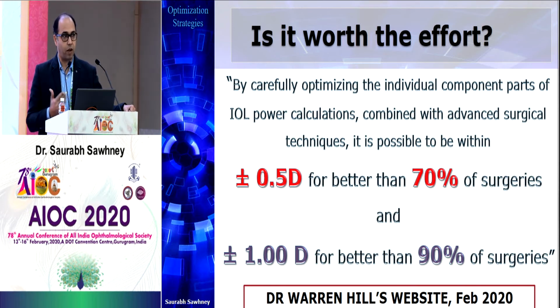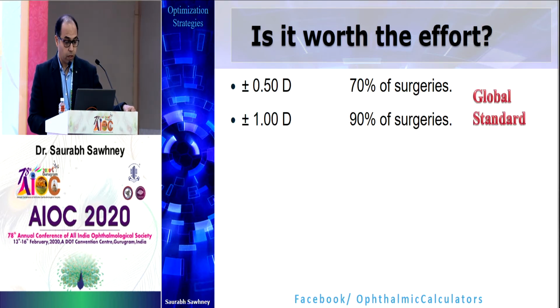Modern accepted values for accuracy would be like half a diopter of prediction accuracy for more than 70% of the surgeries. So like if you're doing 10 surgeries, on 7 of those you will get less than half a diopter of error, which is a reasonably good value. So this is the global standard we are looking at.